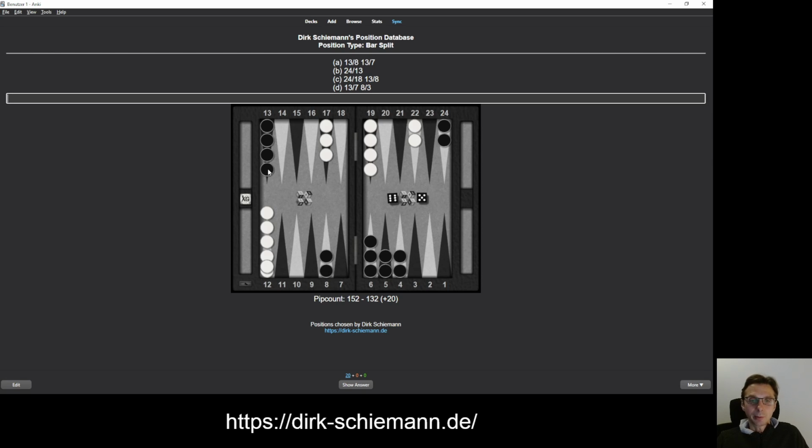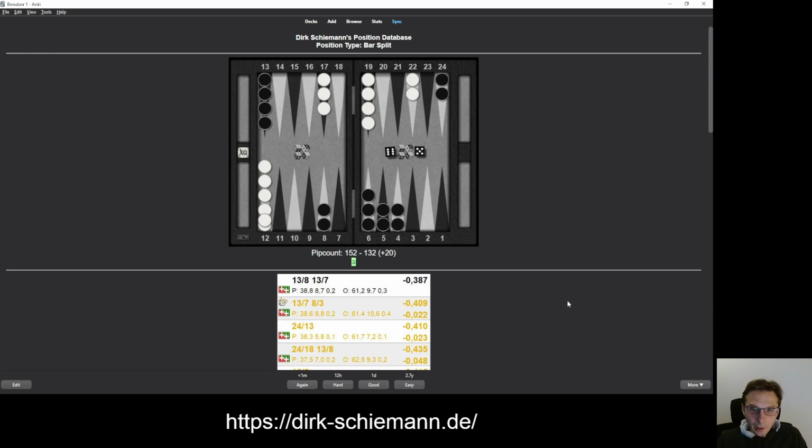Again, running to the midpoint, option B, doesn't seem to be the right idea when you are down 20 pips in the race. Better not race, I think. Let's see if I remember this one right. So either A or D. Let's just put A. And yeah, D is almost as good. And running is okay. And splitting to the bar is wrong here.